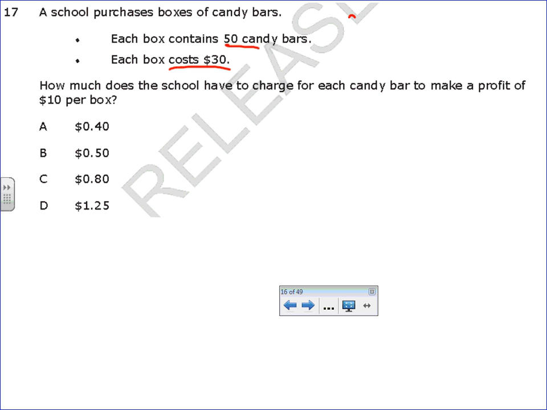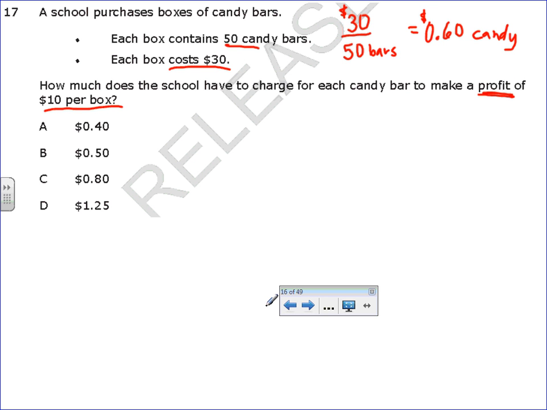Well, the way that I do that is I take $30 and divide it by the 50 candy bars. When I do that, I'm going to get the decimal 0.6. That means that each candy bar costs me 60 cents. Okay, so how much do I have to charge to make a profit of $10 per box?